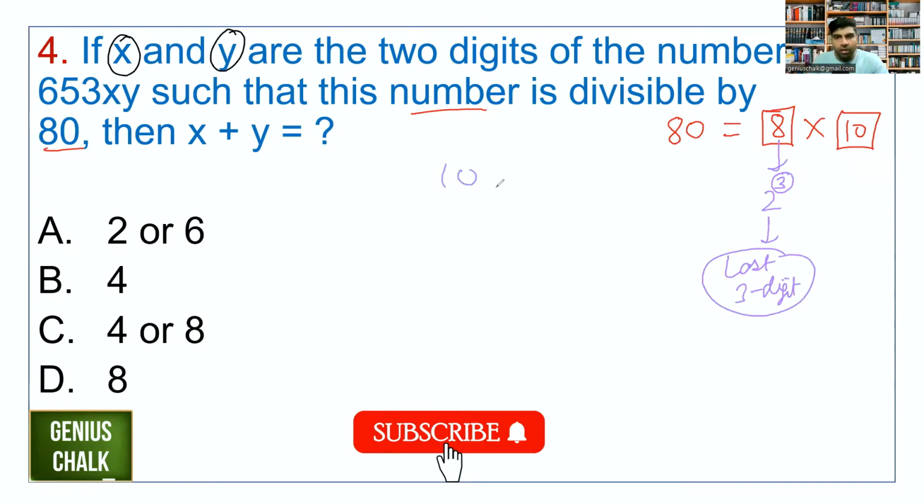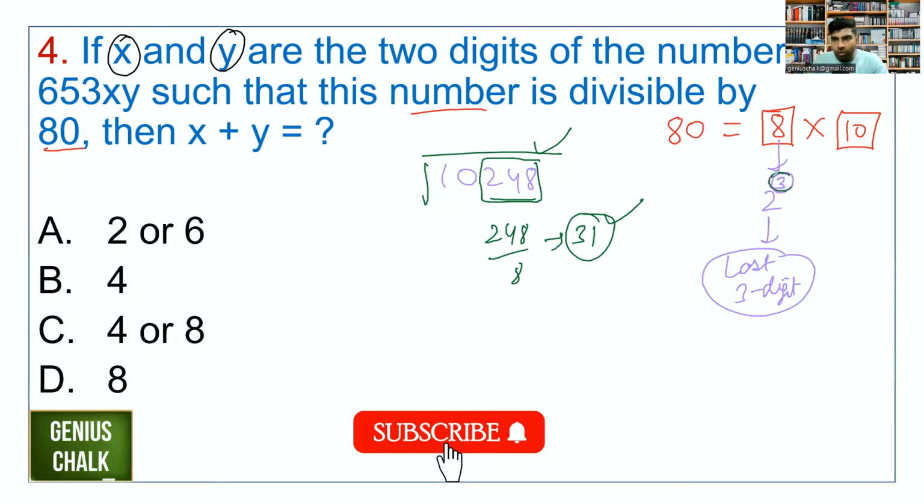Let's take 10248. So there is no need to check the number 10. Just check the last 3. So 248. If you divide this by 8, 8 3s are 24, 8 1s are 8. That means this is divisible. So I can say the complete number is divisible. So there is no need to check the complete number. Okay. So just check the last 3 digits. So this is the concept we are going to use here.